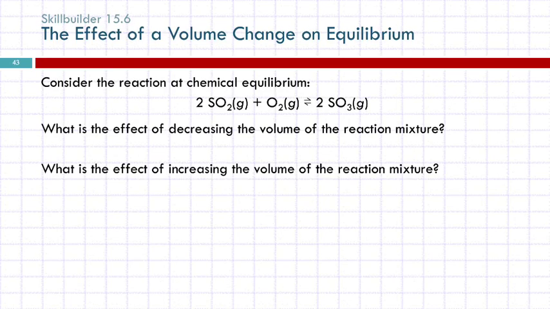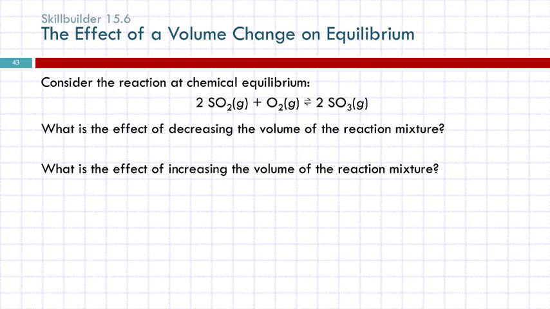So, an example. Consider this reaction at chemical equilibrium. So we have 2SO2 plus O2 in equilibrium with 2SO3. What is the effect of decreasing the volume? Shift right or shift left? So I always have to think this through.